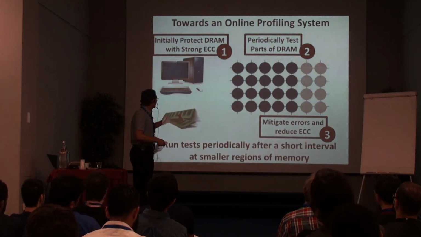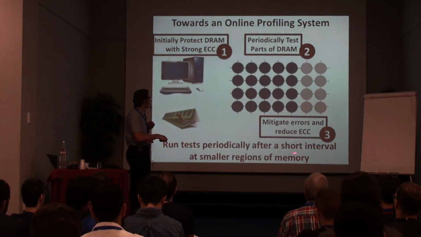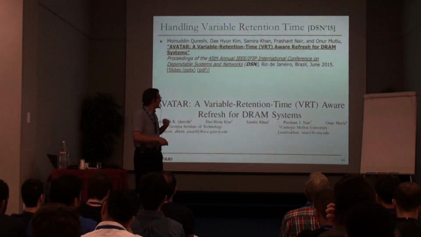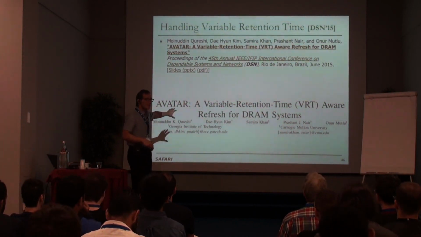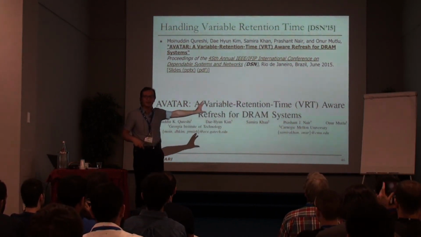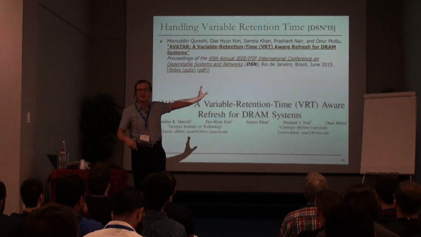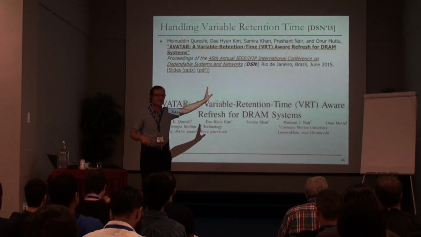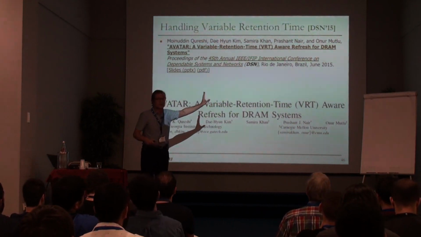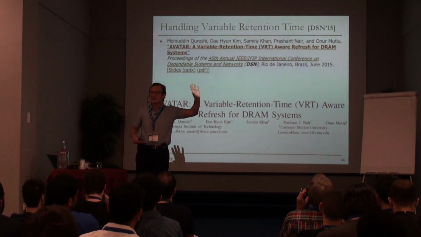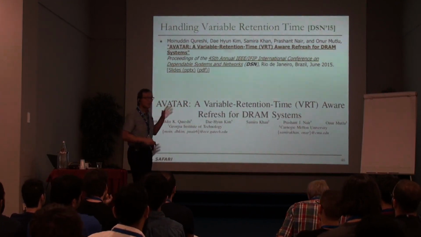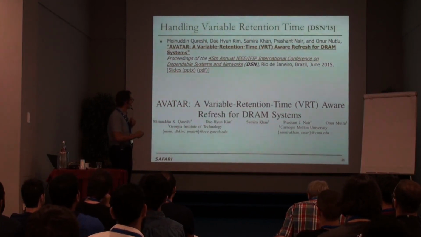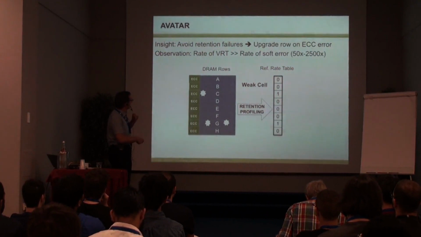Okay. So basically, you can actually do this. You can run tests periodically after a short interval at smaller regions of memory. And if you're interested, you can read the previous paper. Let me give you the idea of this paper, because I think this is the state-of-the-art solution to variable retention time. It requires error correcting codes. So variable retention time, I think the takeaway here is, because it's a random process, you don't know the retention time, you have to have error correcting codes. And that's exactly why the industry is moving to that, but you can be more intelligent than what the industry is doing. So this is what we proposed.